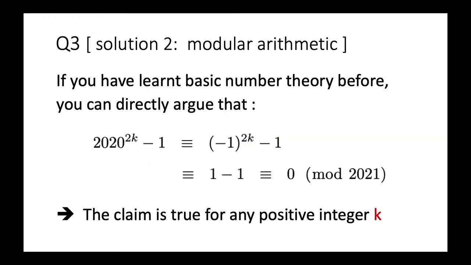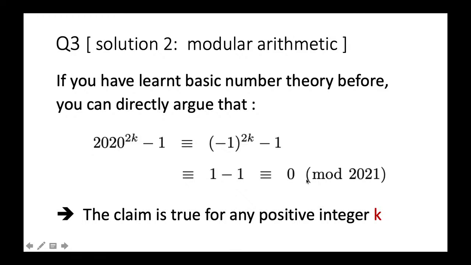Okay, but if you have learned basic number theory, or if you have already pre-studied our next topic on modular arithmetic, then we can directly argue the claim is true by using this one. 2020 to the power 2k minus 1. Using modular arithmetic, it will be equal to minus 1 to the power 2k minus 1, if we consider division by 2021 as our modular operation. Now minus 1 to the power 2 is 1. So minus 1 to the power 2k is 1 to the power k, and it is equal to 1. 1 minus 1 is equal to 0.